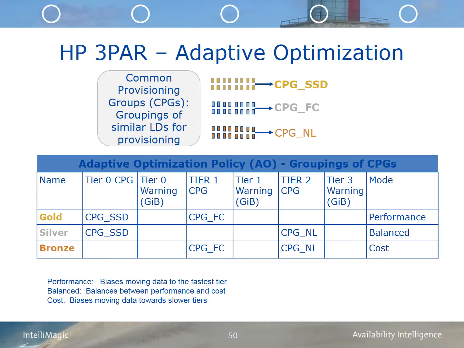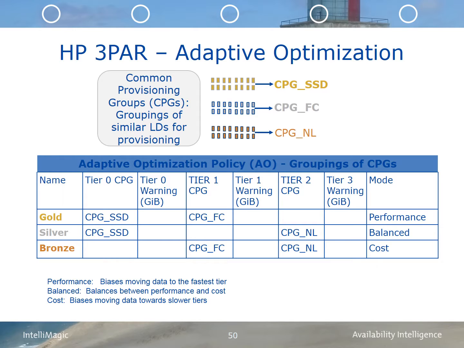So if we have the mode set to performance, as in the case of the gold tier, it's going to try to move as much I/O to the SSD tier. In the case of the silver, we have a tier 0, which is the SSD, and a tier 2, which is the nearline. And I've set in the example the mode to balanced. And what this does is it tries to distribute the IOs evenly across the SSD and the nearline based on their capabilities and the amount of space that's available.